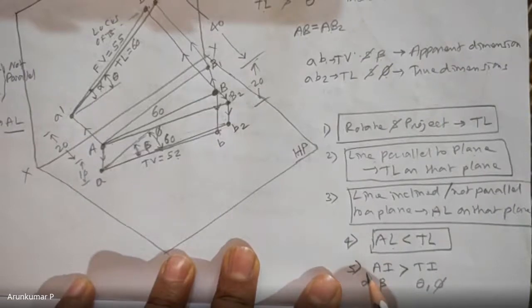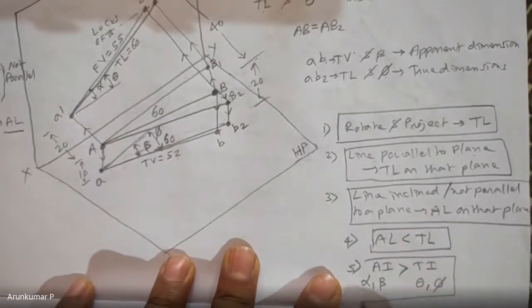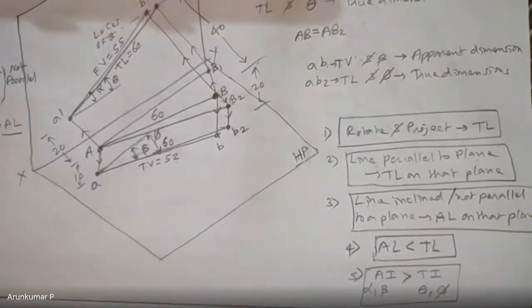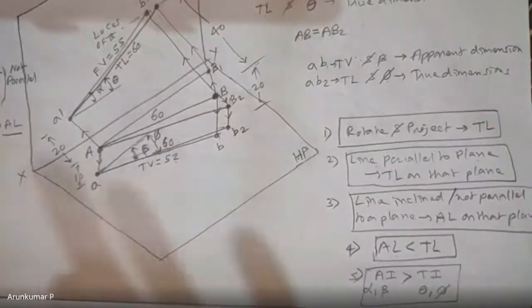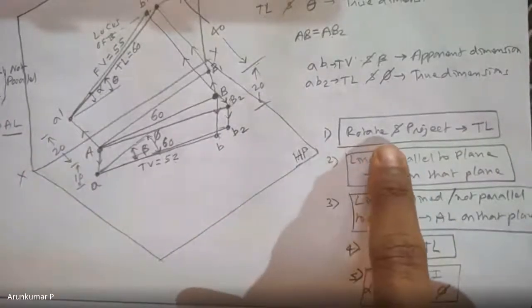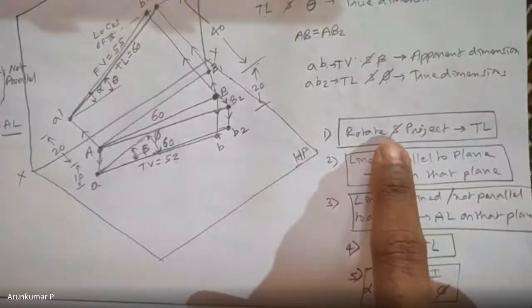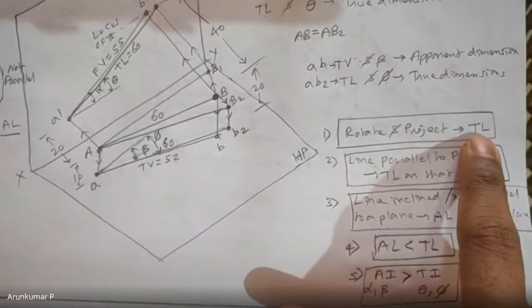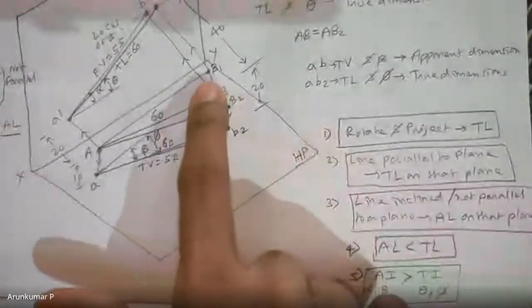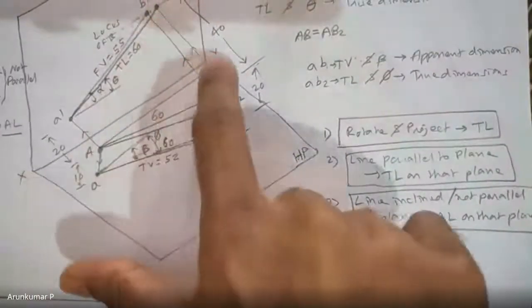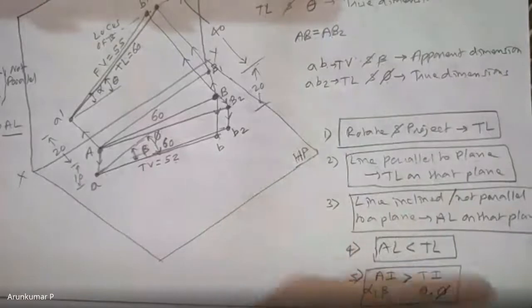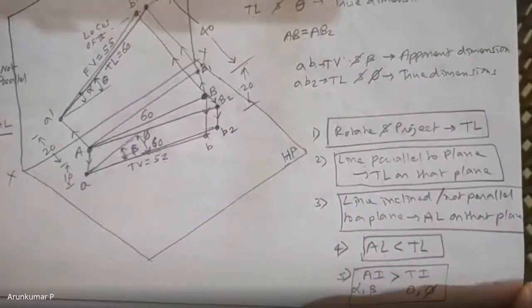So this is another important takeaway. So these are the five things which you should understand. Most important of all this is the first one: how you can rotate and project and get the true length of that line on a plane. That is what we have done. Rotate, project. Rotate, project. So these are the five important takeaways from whatever discussion we have had today.